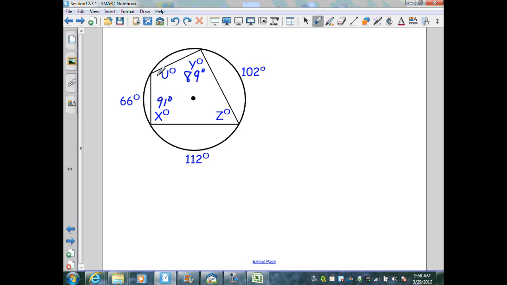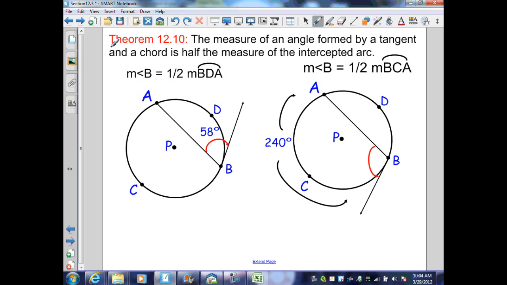I can determine the value of this angle because I know it has an intercepted arc of the sum of these two arcs. 112 and 102 is 214 degrees. Therefore, this has to be 107 degrees. Again, from corollary 3, I know that the opposite angles must be supplementary. 180 minus 107 leaves me 73 degrees.